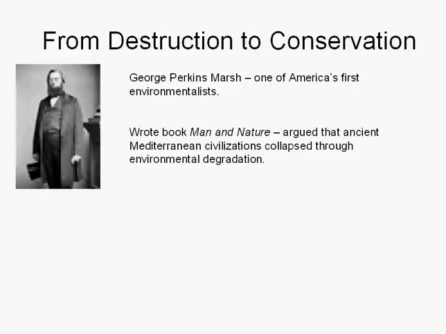He wrote a book called Man and Nature, and basically it's one of the first works to document the effects of human action on the environment and helped to launch the modern conservation movement. And basically Marsh argued that ancient Mediterranean civilizations collapsed through environmental degradation, especially deforestation, which led to eroded soils and decreased soil productivity. He argued that the same types of trends could be found occurring in the United States.